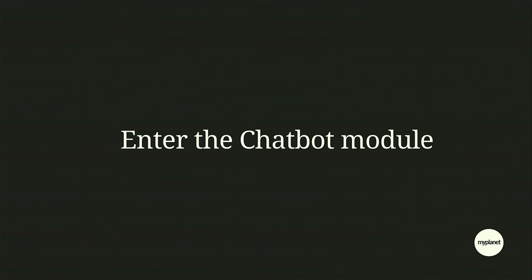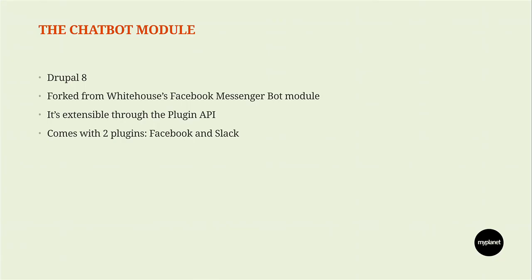So, how is this module built? It's only Drupal 8, so we didn't backport it to Drupal 7. The main reason is that we are leveraging the plugin API, which doesn't exist in Drupal 7, so it doesn't make any sense to backport it. As I said, it's forked from the Facebook Messenger bot. You can use the plugin API to extend it. We deliver it with two integrations right now, Facebook and Slack, and you can, of course, extend it.